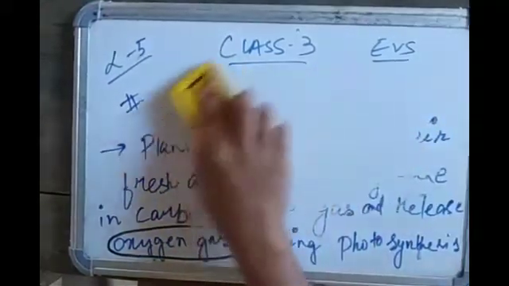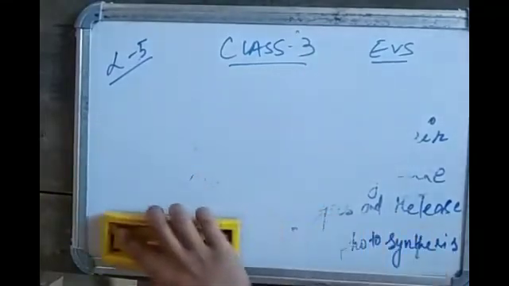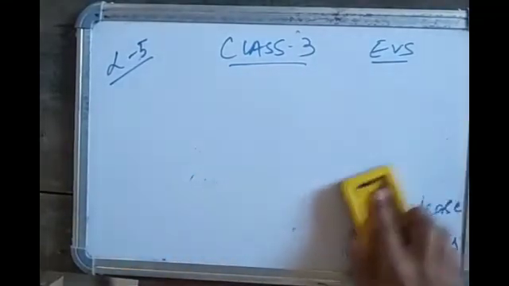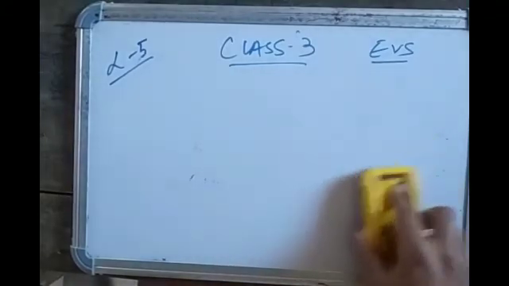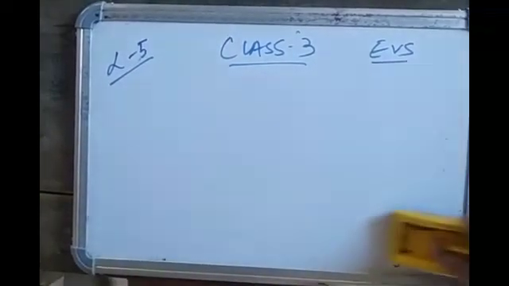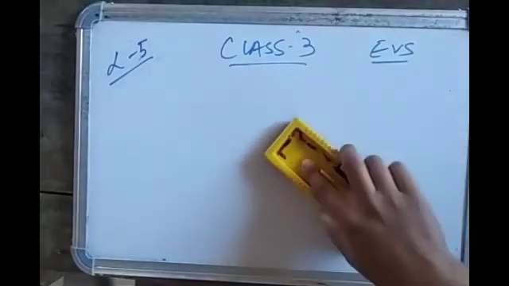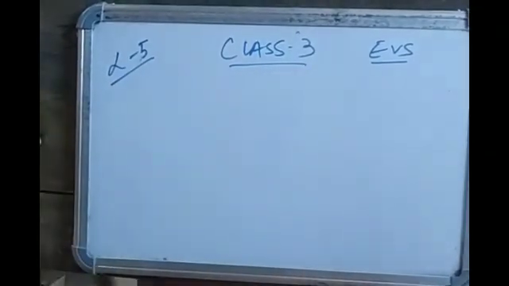So with this, I'll summarize what we have learned today. The name of the lesson is Plants Around Us, and we have discussed the types of plants. I will summarize what we have learned today.